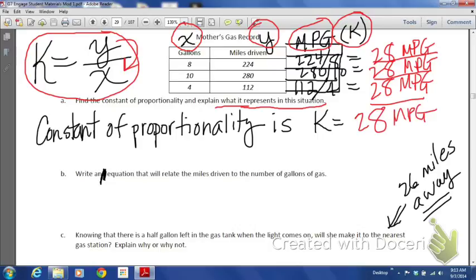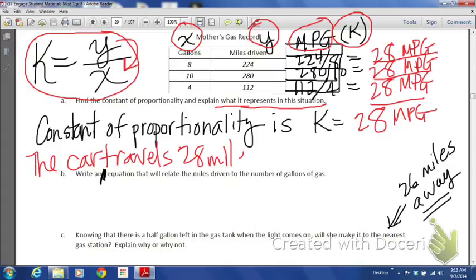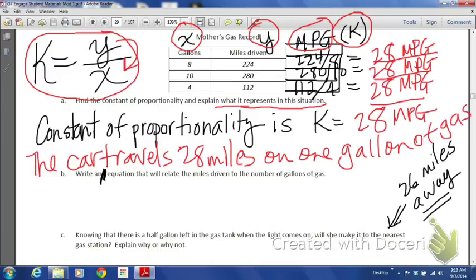Or just to write it out in other words, the car travels 28 miles on 1 gallon of gas. So each gallon of gas is going to get us 28 miles. Okay, so this is what it means.